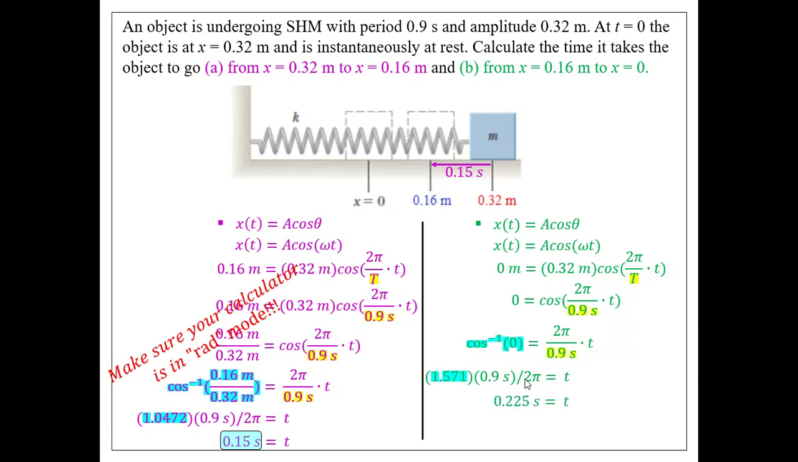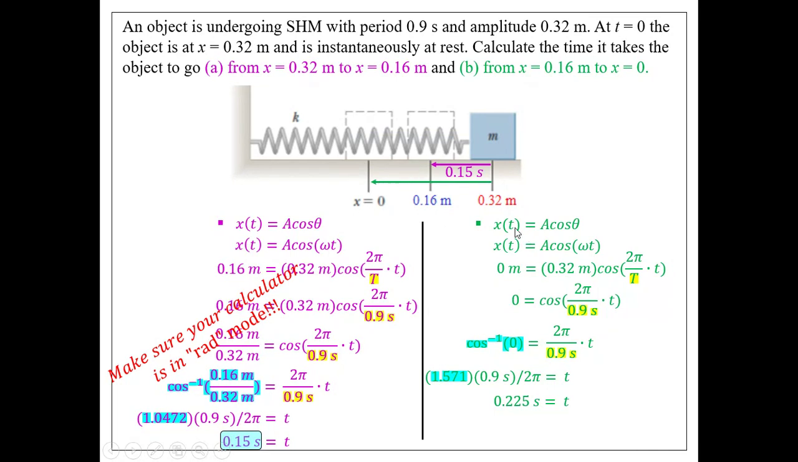And if you do that correctly, you'll get a time of 0.225 seconds. Now, it's important that you can interpret the information that you find. Well, t here is equal to 0.225. That is just, okay, for the whole entire motion. Why? Because you started from the amplitude and you went all the way to 0.